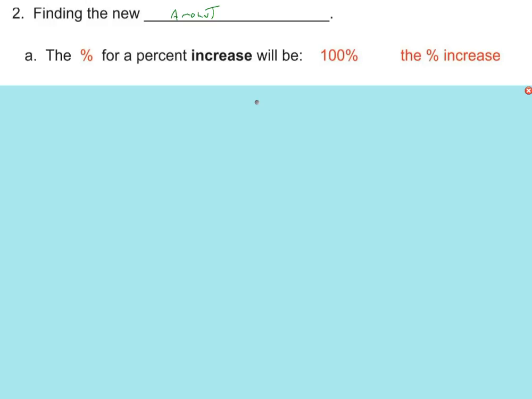So how do you then deal with these? All right, well, it's pretty simple. I don't know why I didn't do this first one in green. For a percent increase, this is what you use for the percent. You start off with 100% and then add to it whatever percent increase you have, and that'll take care of the problem. And we can do it in one step. The percent for a percent increase is 100% plus the amount of increase. Let me see if I can make sense out of that for you.